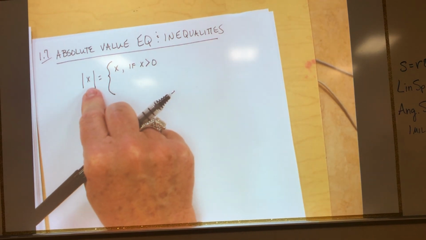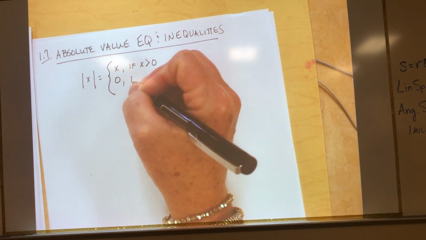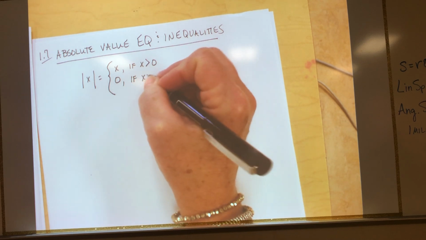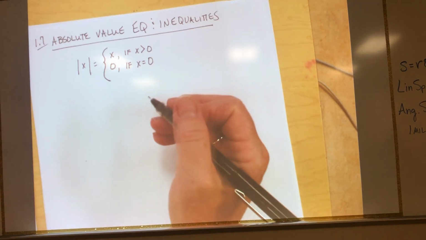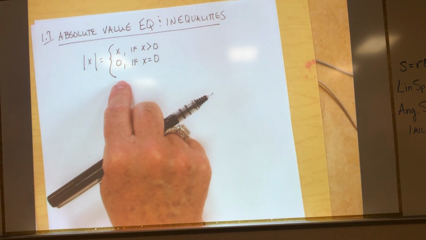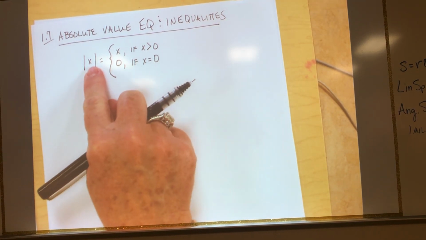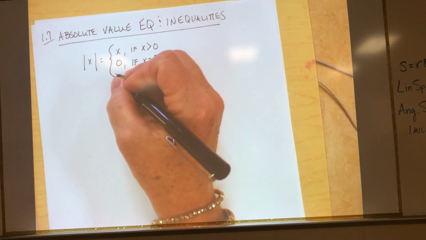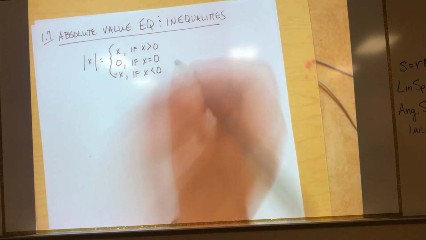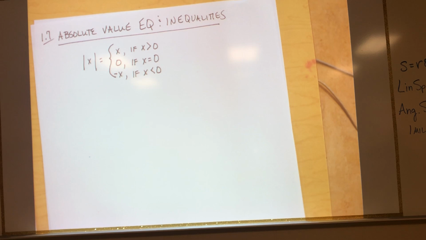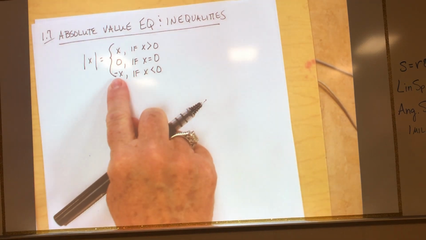Okay, so what about this? The absolute value of x is equal to 0 if x is equal to 0. Is that true? Yes, the absolute value of 0 is 0. Okay, that's pretty good. All right, what about this one? This is the one that kids go, no. The absolute value of x is equal to negative x if x is less than 0. What about that makes you say no? Because it seems wrong. Yeah, because we just said it's never negative.